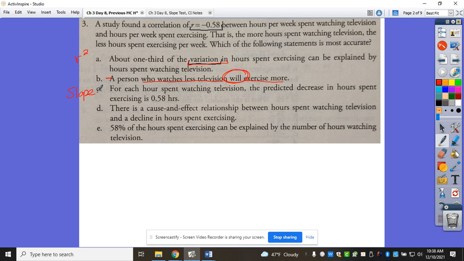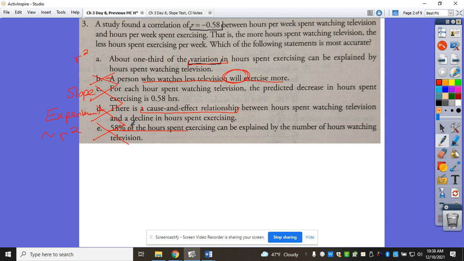Cause and effect relationship. When's the only time we can determine that? And then what does this one look like it's talking about? Trying to say R squared, but it's not really there. So this is our number for R, but the negative, so that's definitely wrong. This one, it's not saying it definitely will. This one's trying to apply it to slope. We don't know that it's an experiment.